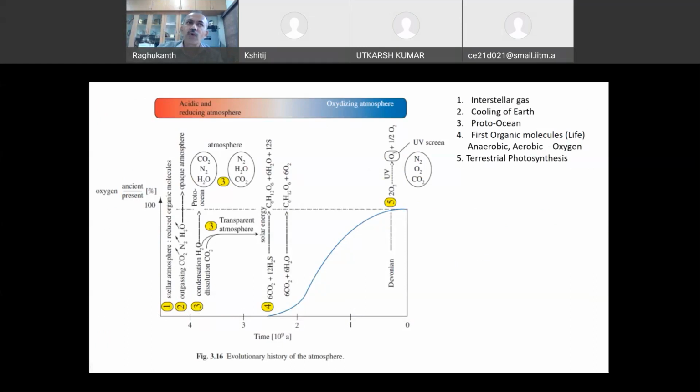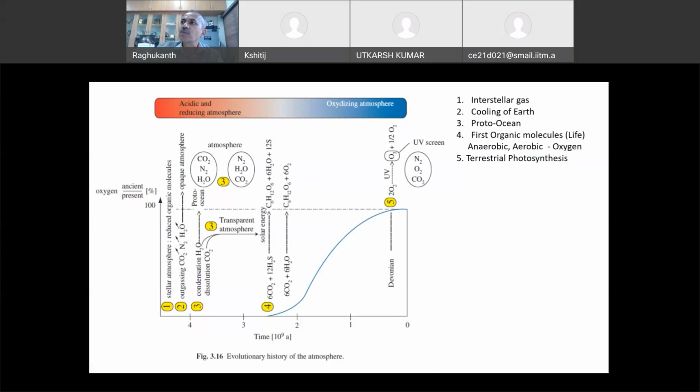Then from 3 to 4, during that time, I showed you, right, photosynthesis, organic molecules came, anaerobic, aerobic kind of thing. So photosynthesis is a very famous reaction, because carbon dioxide and water mix, and oxygen gets released into the atmosphere. Okay, so this also started. Then slowly, terrestrial photosynthesis happened. Like photosynthesis, once it comes to ultraviolet, so your plants and other things, that is how things have started.